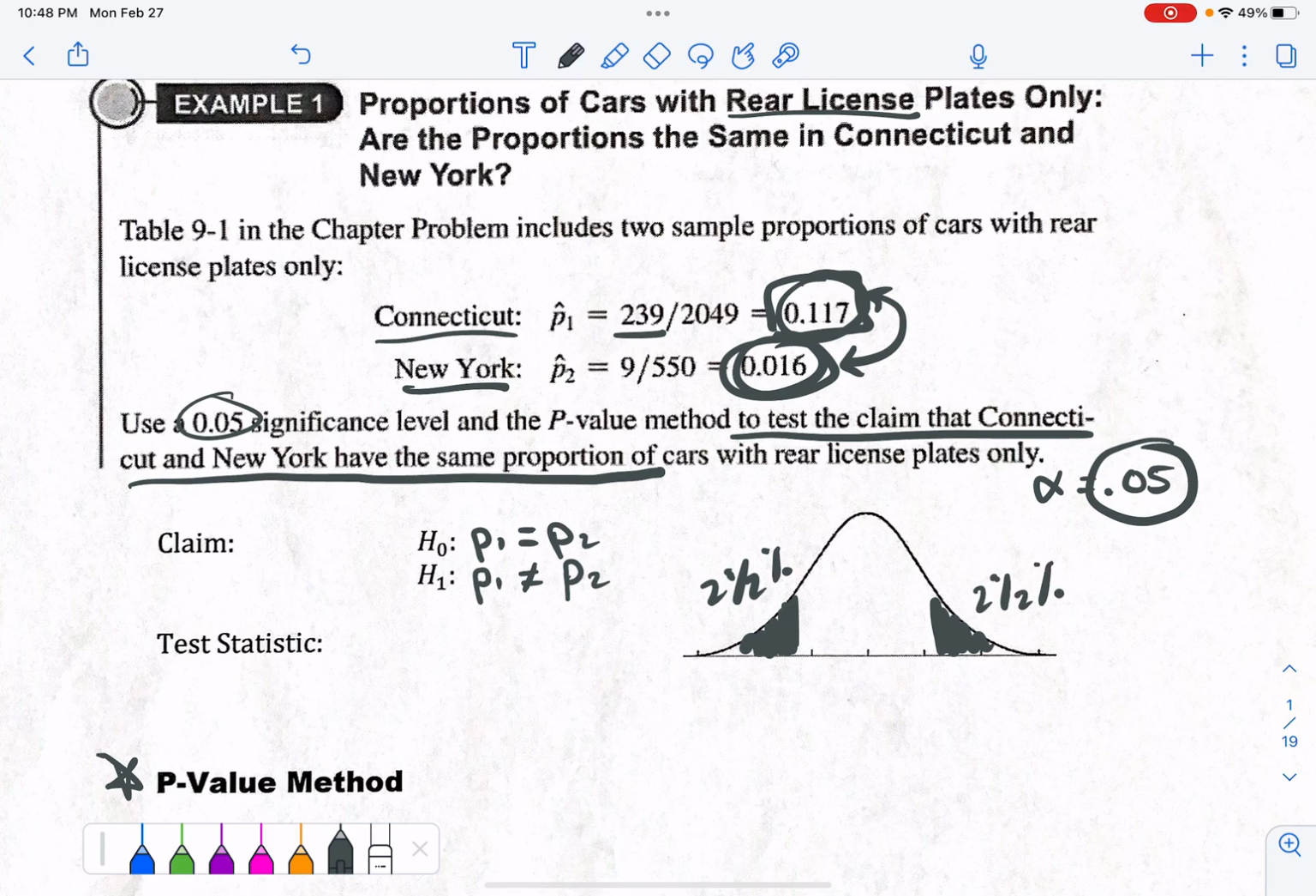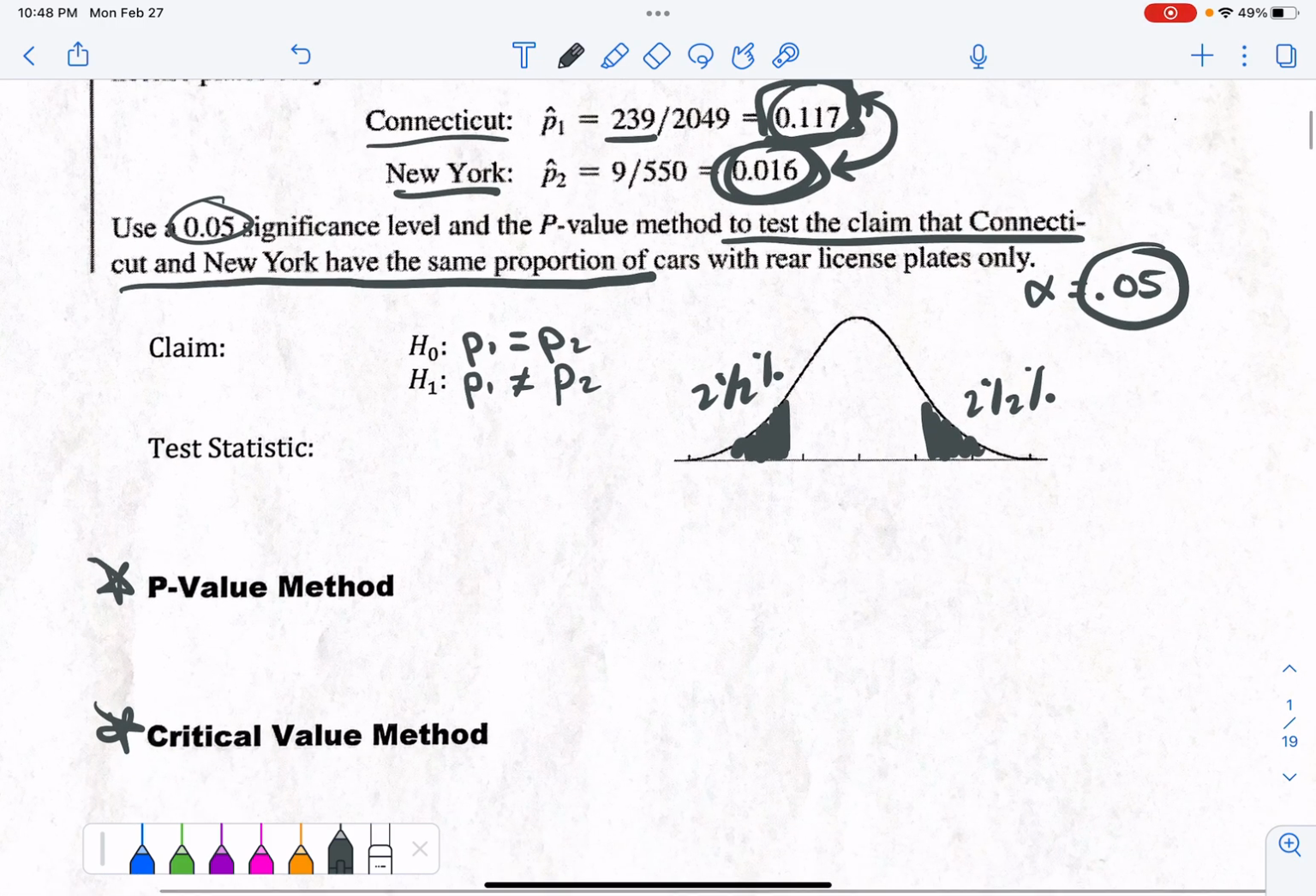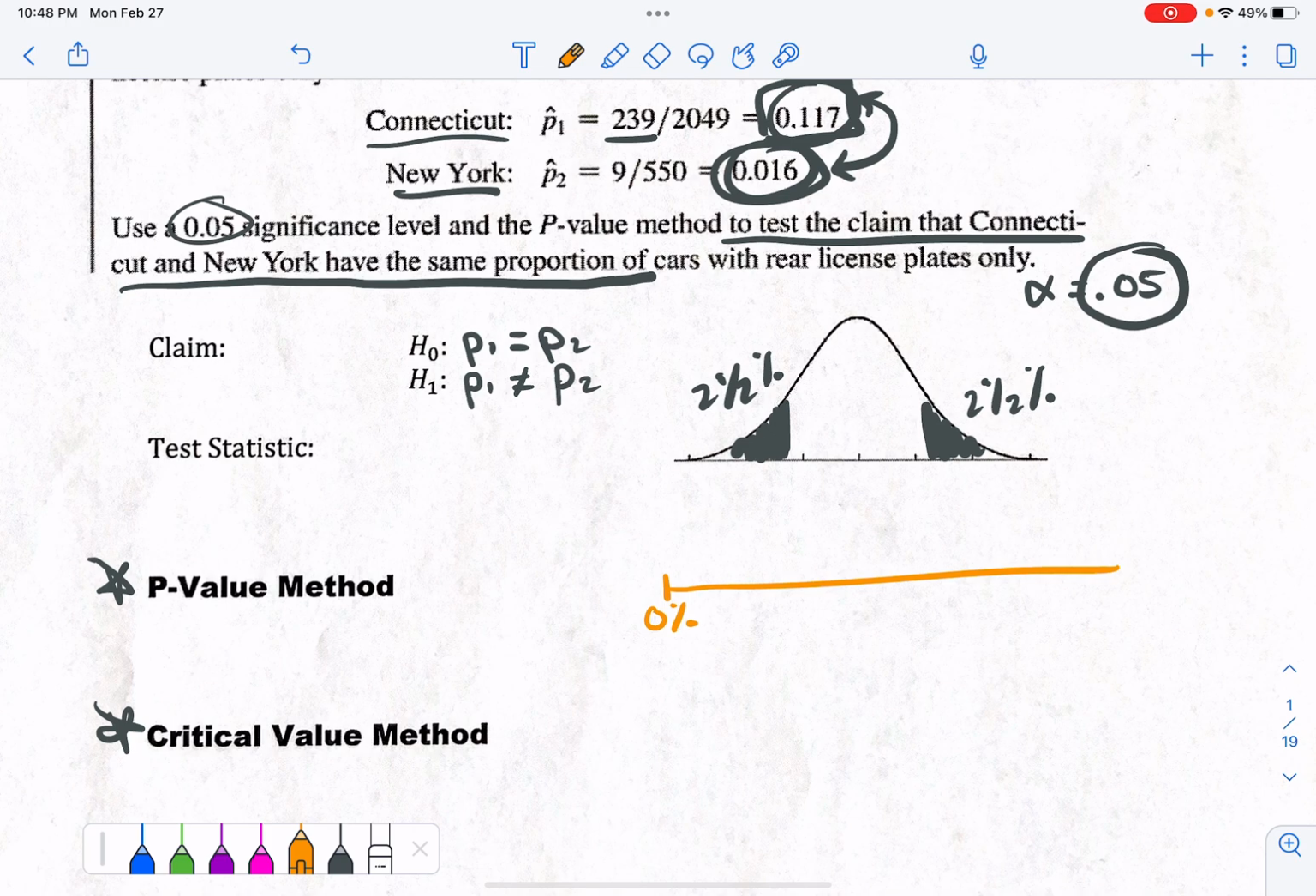All right. So for 4, I'm going to go with the p-value method down here, on this bell curve. Here would be 0%. Here would be 100%. My cutoff marks here and here, where the dark is. I don't know if you guys can see, I'm trying to relate this up to here.